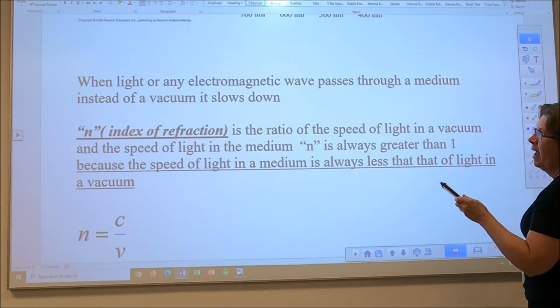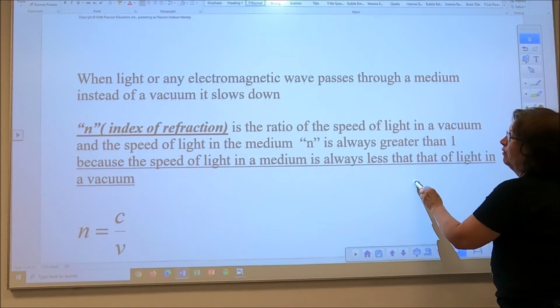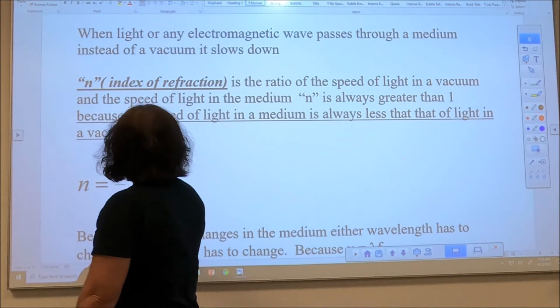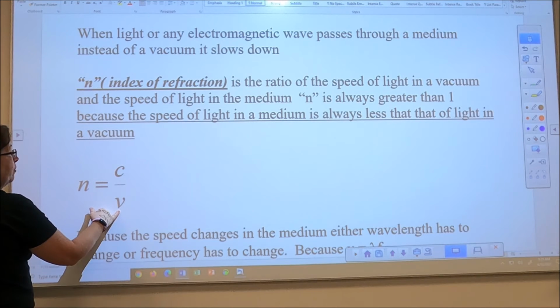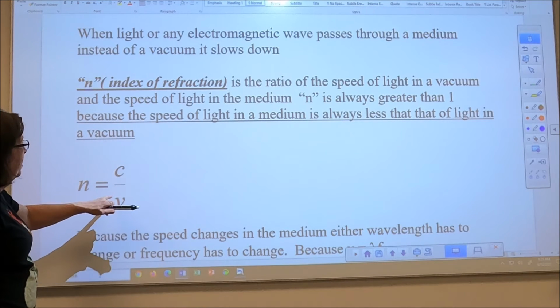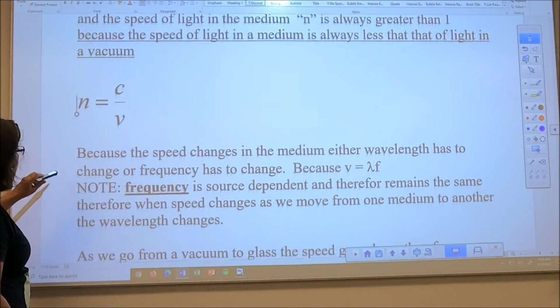So any type of electromagnetic wave, when it passes through a medium instead of the vacuum of space, slows down. N is called the index of refraction. It's the ratio of the speed of light in a vacuum and the speed of light in a medium. N is always greater than 1 because it's always the speed of light in a vacuum divided by the speed of light in whatever medium you're in. If I'm in a vacuum, I get 1. If I'm in something other than a vacuum, I get a number greater than 1.